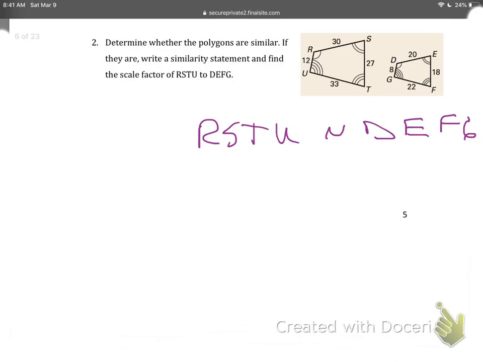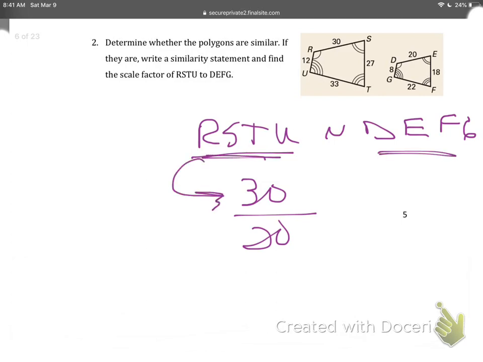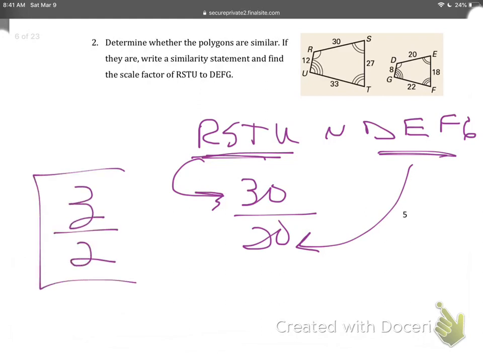Because I know they are indeed similar, you can just pull one ratio. So how about if we say 30 is to 20? Now remember, this has to come first. This is going to come second. So that scale factor ends up being 3 to 2 when you reduce by dividing both the numerator and the denominator by 10. So let's go on to the next page.